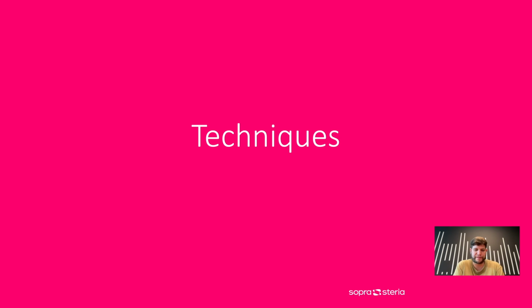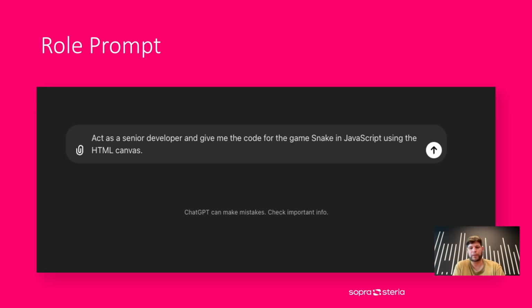Besides this formatting and structuring, we also have different techniques and ways to prompt a large language model. One of the most famous prompting techniques is a role prompt. This is where you tell the AI to act in a certain way by imitating a certain role. For example: act as a senior developer and give me the code for a snake game in JavaScript using the HTML canvas. This prompt improved my results massively compared to what I was able to create at the moment.